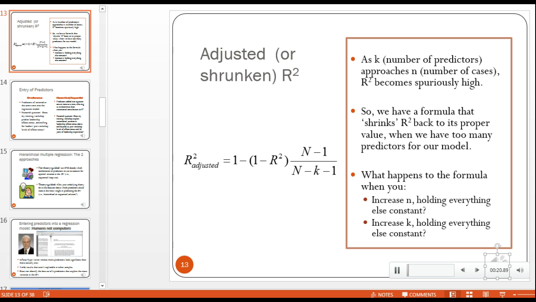When the number of our predictors starts to approach the number of cases in our data set, R squared becomes artificially inflated, and it is not significant. So it is this weird situation where we have a large R squared, but it's not significant. When that happens, we know the R squared is kind of lying to us. And so we have adjusted R squared, which applies a correction that gives us the true R squared.